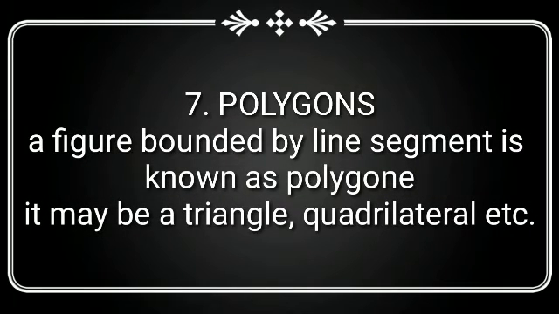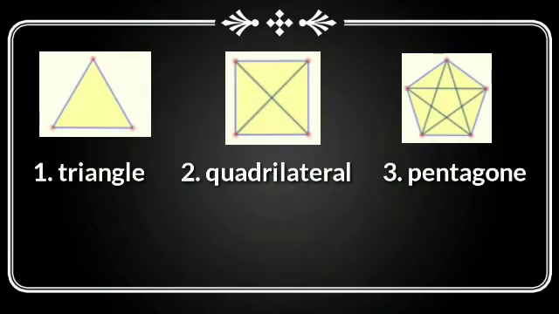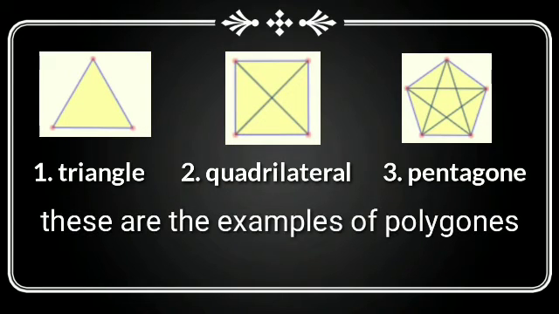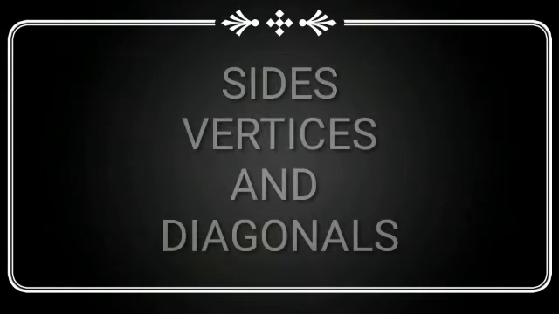Now going to the polygons. A figure bounded by line segments is known as a polygon. It may be a triangle, quadrilateral, pentagon, etc. Now here the examples, triangle, quadrilateral and pentagon are given. These are the examples of polygons.